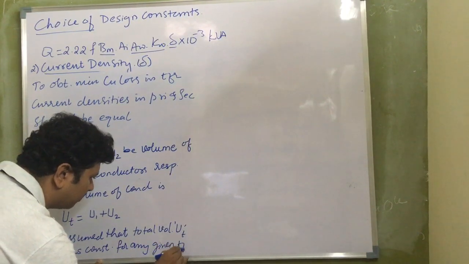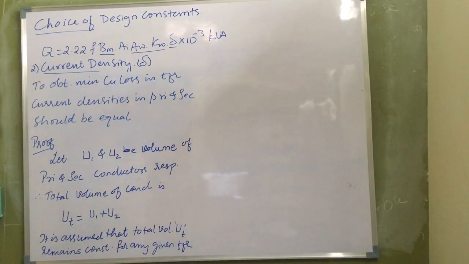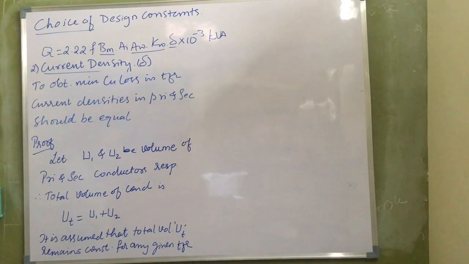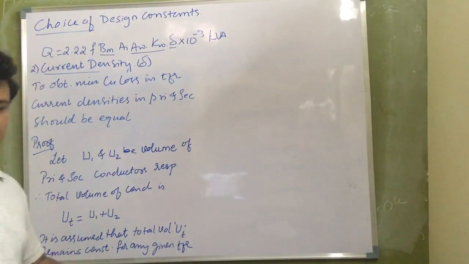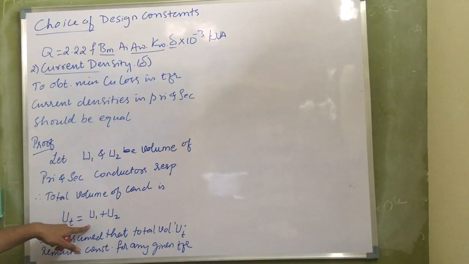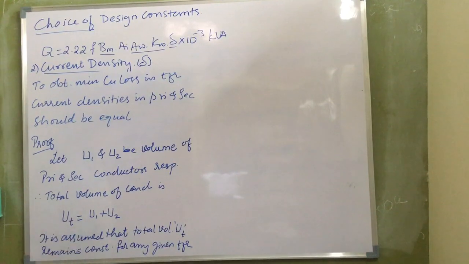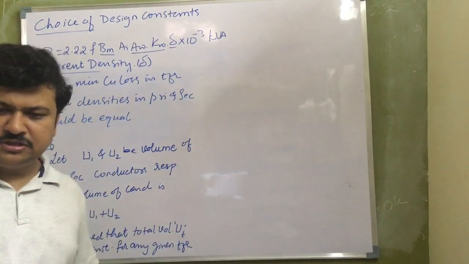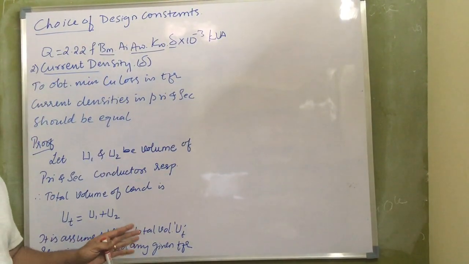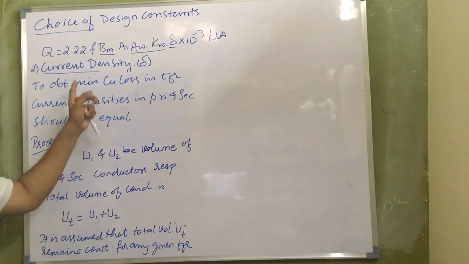For any given transformer, the total copper required remains constant because it depends upon the current and the voltage. Number of turns is a function of voltage, that is, the length of the copper is a function of voltage, and the area of copper is a function of current. Now if the total power of the transformer, that is E into I or V into I, remains constant, then my total copper length will remain constant, assuming remaining things remain constant.